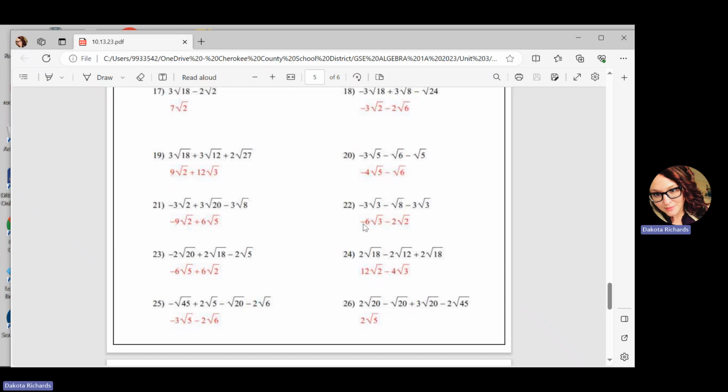Again, you can switch the order, and for the square root of 6, if you put a 1 in front of it, that's fine. Number 21, negative 9 square root 2 plus 6 square root 5. Again, you can switch them around. 22, negative 6 square root 3 minus 2 square root 2. 23, negative 6 square root 5 plus 6 square root 2. Number 24, 12 square root 2 minus 4 square root 3. Number 25, negative 3 square root 5 minus 2 square root 6. And finally, number 26, you should have gotten 2 square root 5.